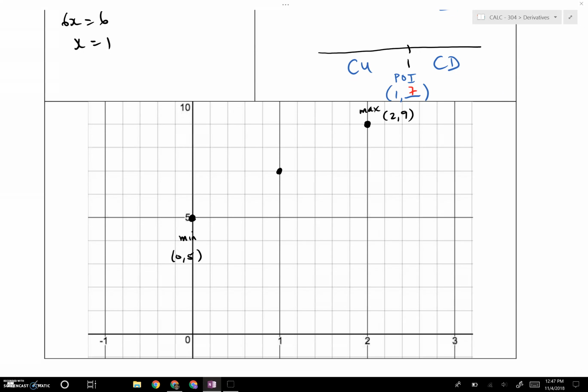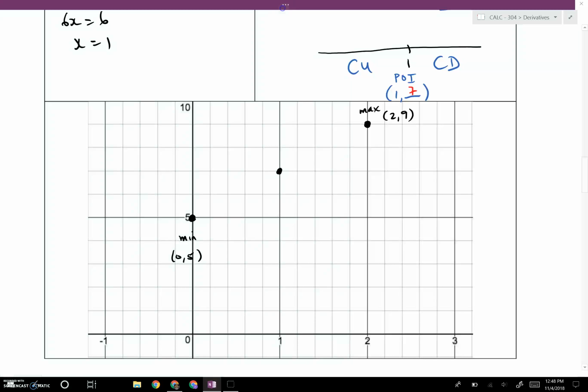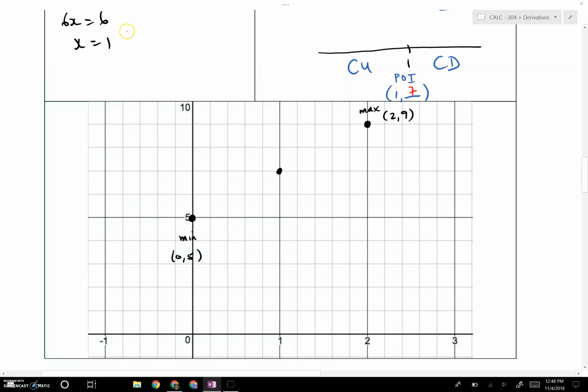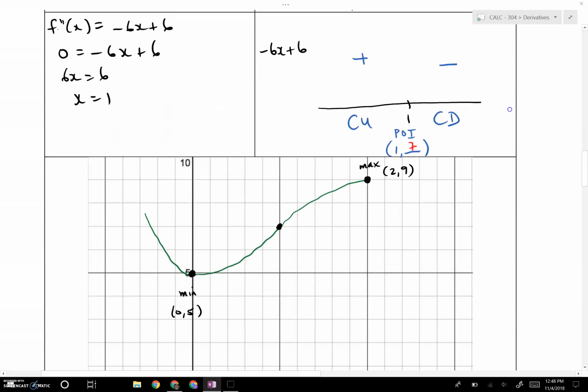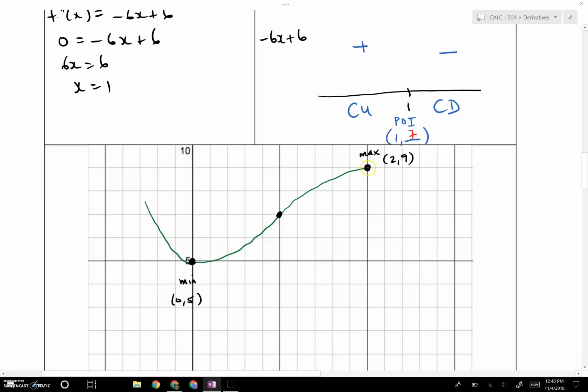I'm going to use a different color here. I'm going to use green. So it is going down and then up. Notice this is concave up already, and then we switch directions, and then it goes still a positive slope, but now it's curved downwards.